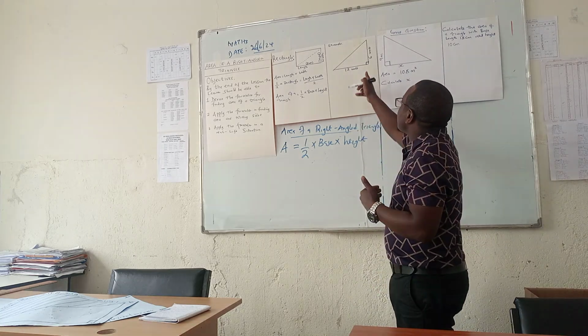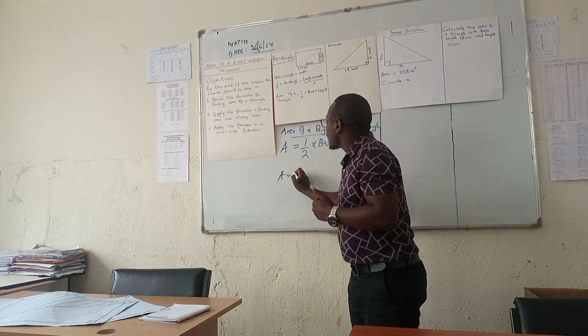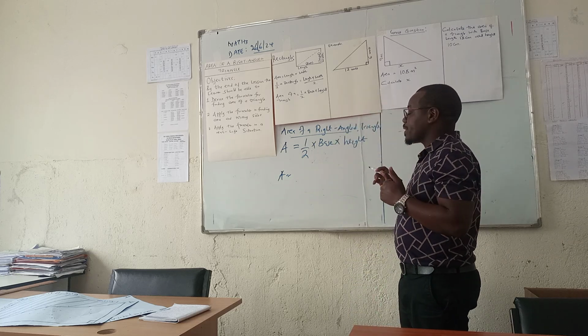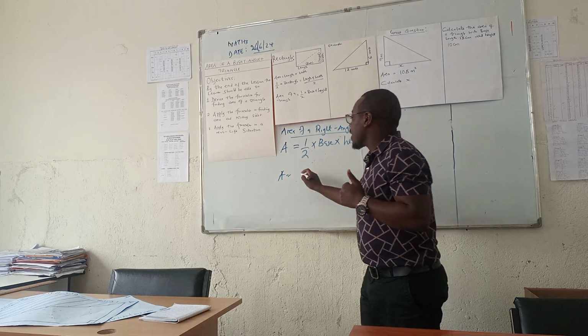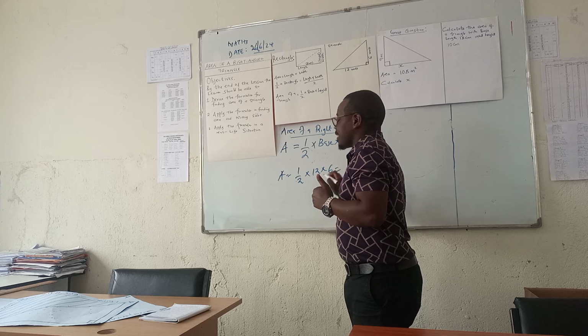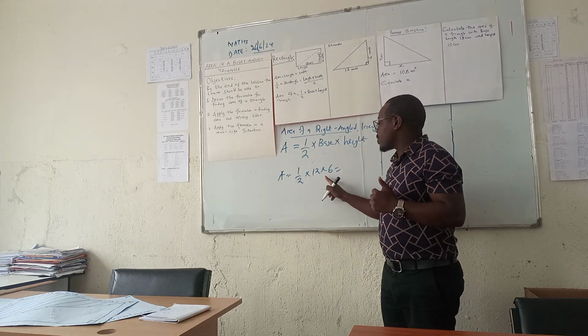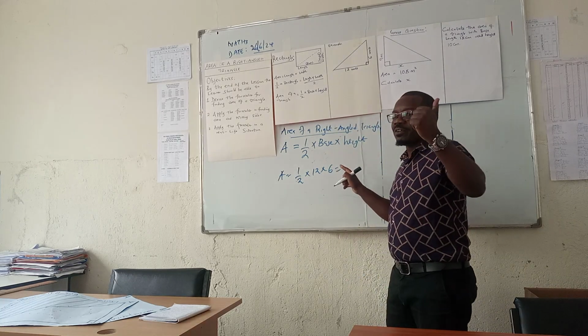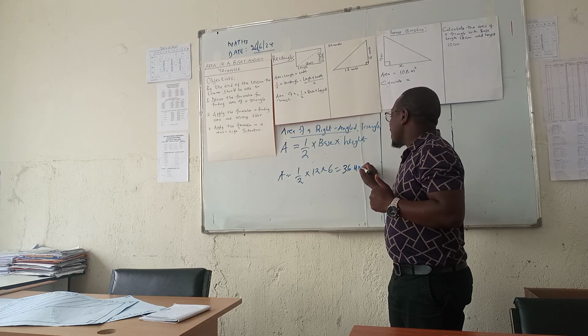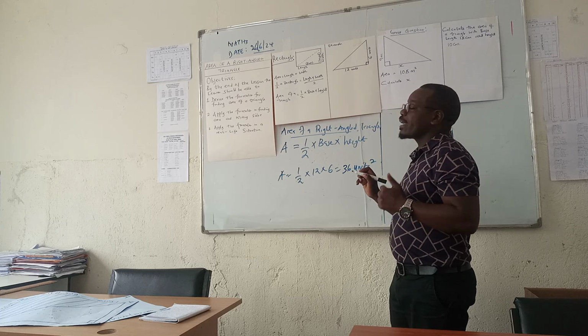Our first example is on a triangle whose base is 12 and height is 6. To calculate the area, we need to take a half, multiply by 12, and multiply by 6. If you multiply a half by 12 and 6, Janet, what do you get? That is 36. That's very good. That the area will be 36 square units.